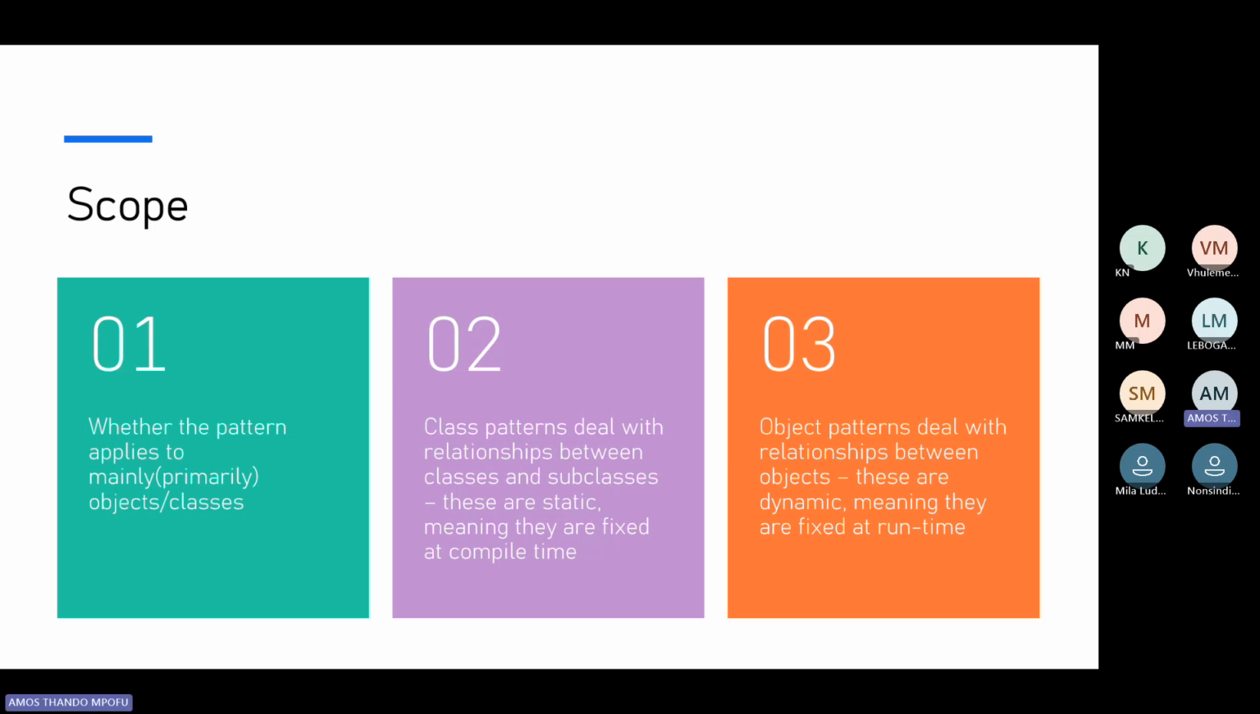But then with objects, it goes a step further because we also get input from the user, so it's dynamic in that way, meaning they're fixed at runtime, right? Because we're dealing with objects. When we're dealing with classes, just know it's compile time. If you have a design pattern that's related to an object, then you know it's runtime, basically when the program is running.